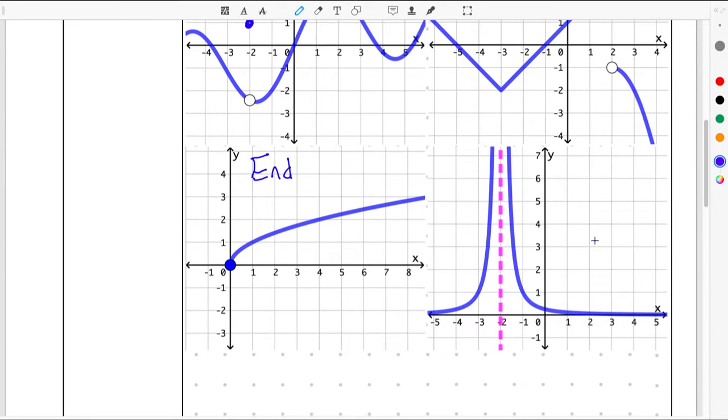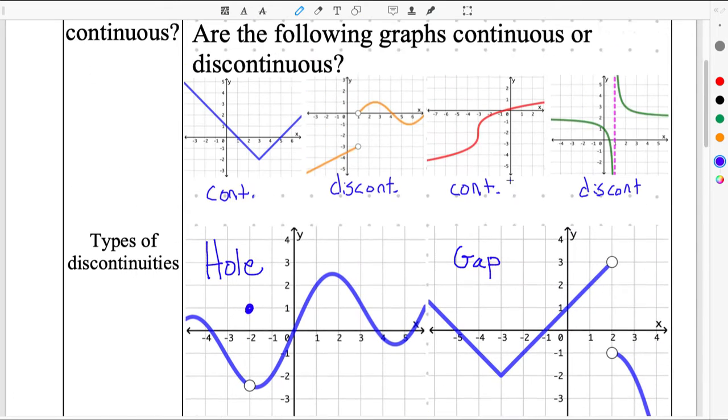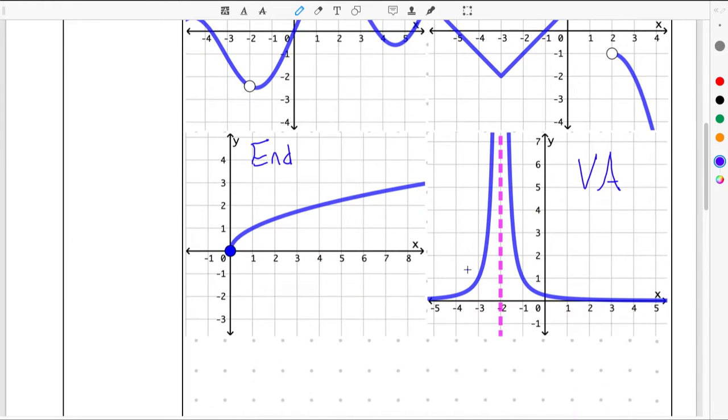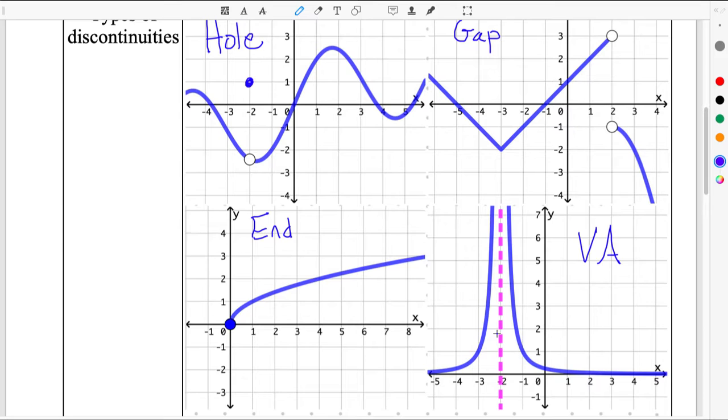All right, and then lastly, we have VAs. Vertical asymptotes. Vertical asymptotes will make it so that you can't draw it with a continuous line. And notice that you can have one that goes to negative infinity and to positive infinity. Maybe they both go to positive infinity. Maybe they both go to negative infinity. Either way, a vertical asymptote is a discontinuity. There are 4 types. That is one of the things you need to memorize now. When I say, what are the different types of discontinuities? You'll immediately yell.